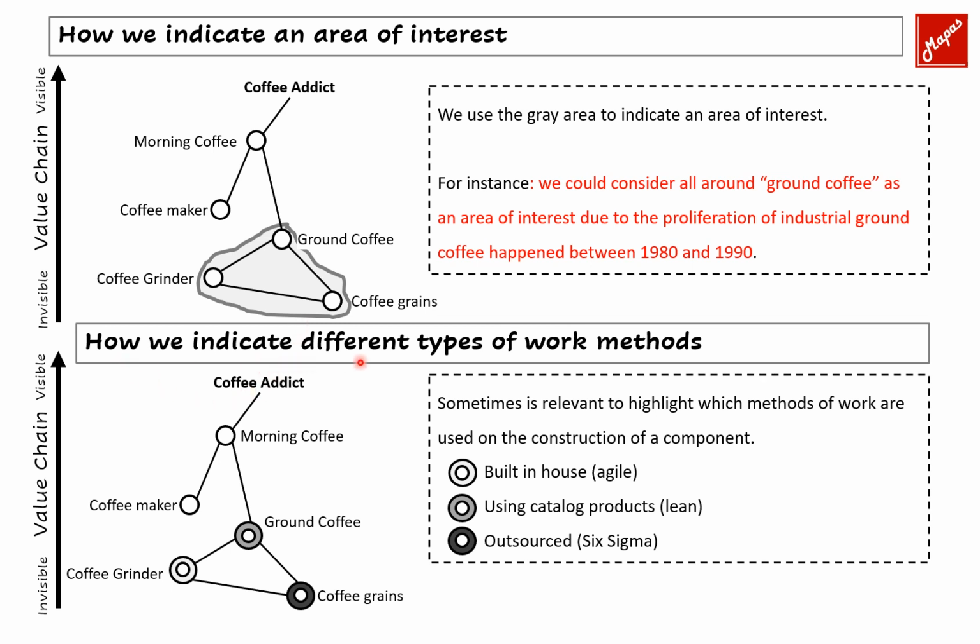How do we indicate different types of work methods? Well, using these symbols, we replace the symbol of the regular component with these symbols to indicate that the work is performed around this component using built in-house, using catalog products, or an outsourced method of work.